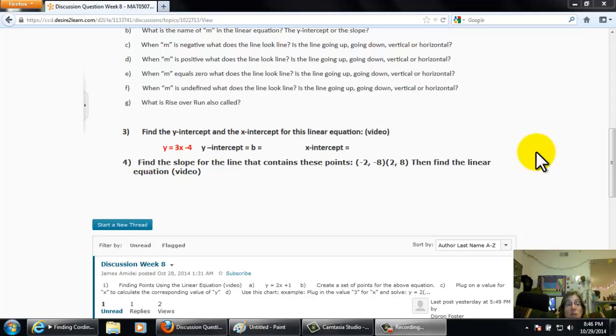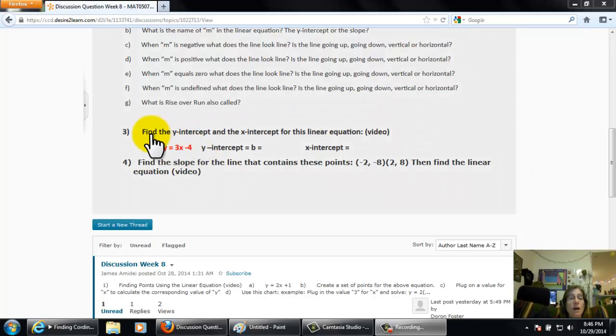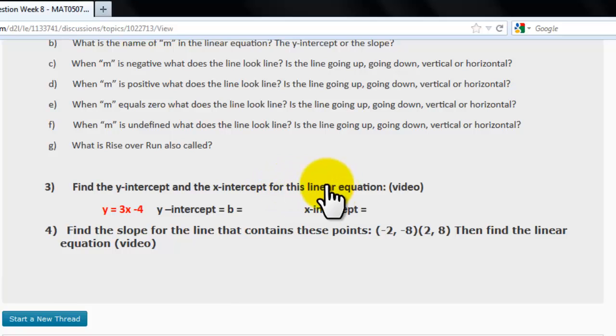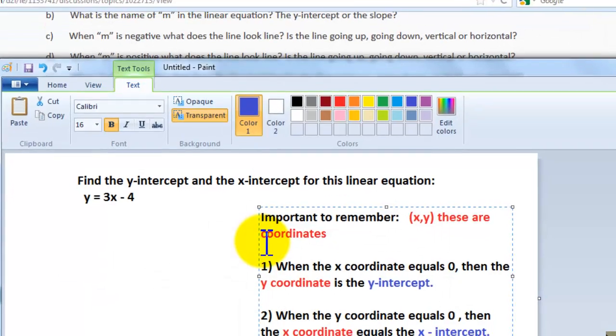This video is the answers to question 3. So it says find the y-intercept and the x-intercept for this linear equation. So the linear equation right here, y equals 3x minus 4. So let's look at that.